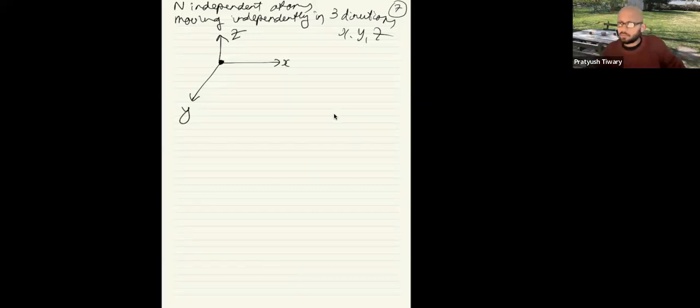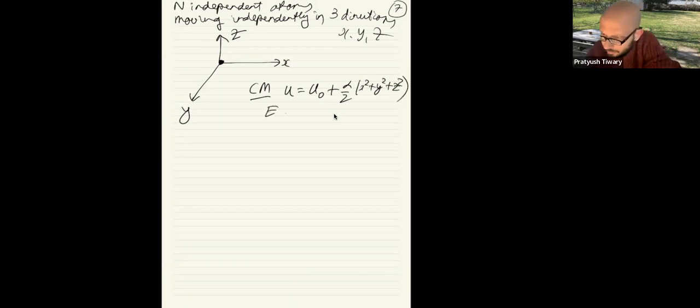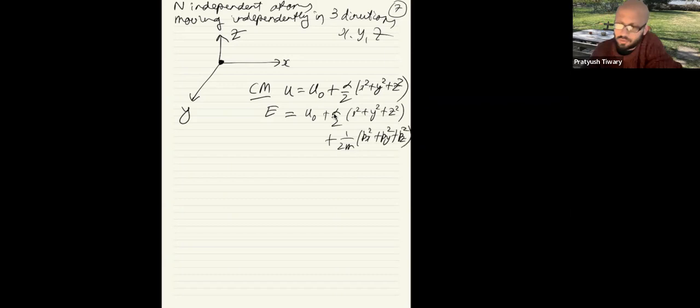In the classical case, what we said was, in classical mechanics, U is equal to U naught plus alpha by 2, X square plus Y square plus Z square. And then we added a kinetic energy and we said E is equal to U naught plus alpha by 2, X square plus Y square plus Z square, plus 1 by 2m, px square plus py square plus pz square. This was the classical mechanics picture.